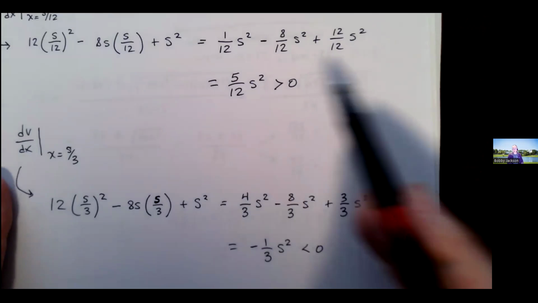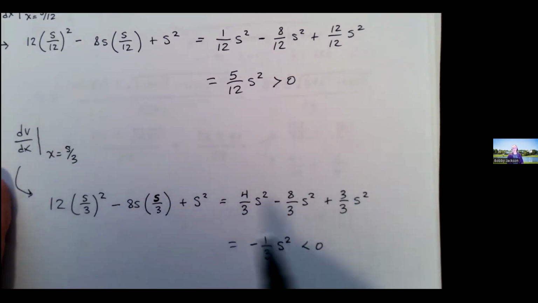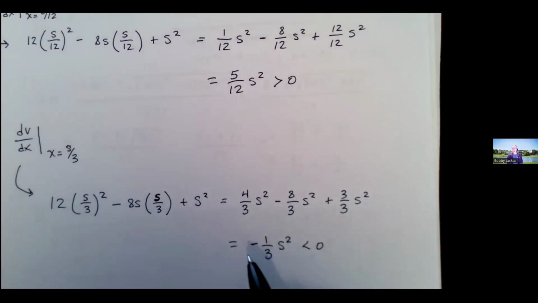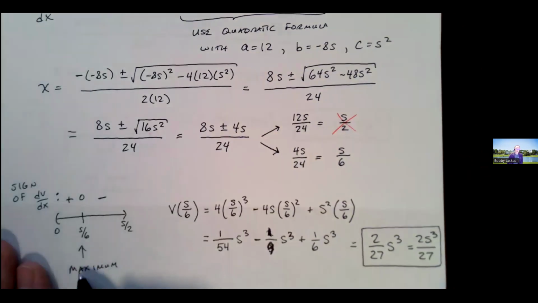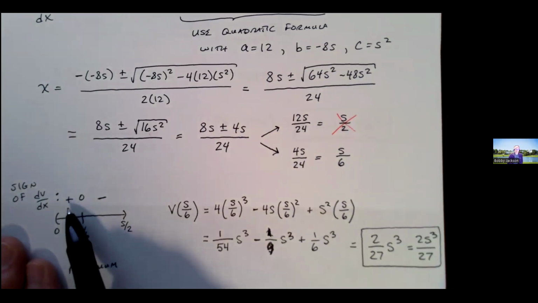And very similar to what I did up here, I simplify this out. And when I simplify it, I get negative 1/3 S squared. Well, for any value of S, this will always be negative, less than 0. And so this is negative. Bottom line, the derivative changes sign from positive to negative, so we have a maximum at S over 6.